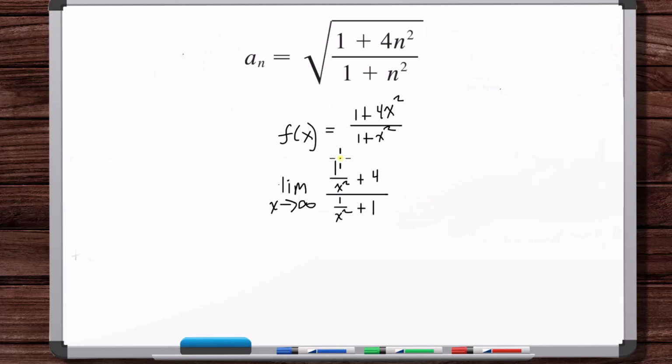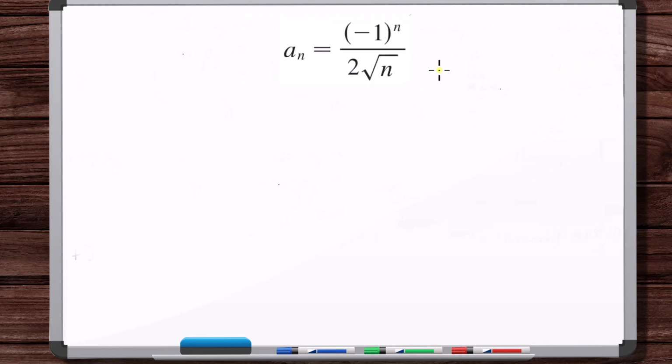Okay, now this goes to 0, so this goes to 4. This goes to 0, so this goes to 1. So this limit goes to 4. The theorem is saying that we have a square root function, and it's continuous, and there's a sequence inside of it. The limit of the sequence is 4, and we know the square root function is continuous at 4. So the limit of a sub n is then f of 4, the function evaluated at 4. What is the square root of 4? It's 2. This limit is equal to 2.